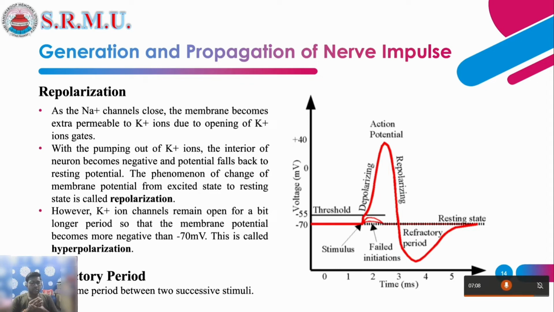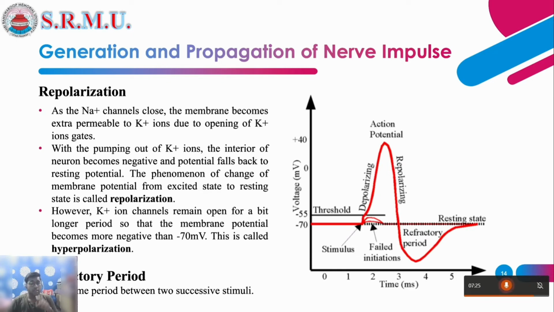Now what happens when the potassium channel opens? There is outflow of potassium ions. Now from the excited stage it comes to the resting stage again. Now this is called repolarization.